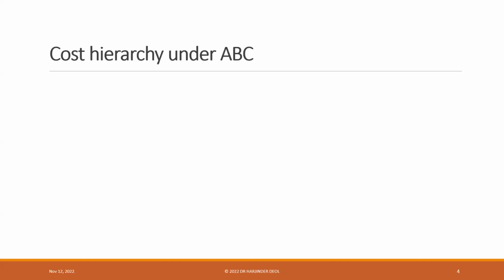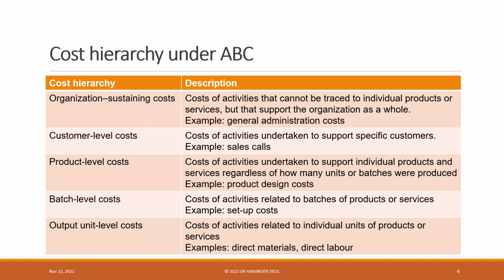Taking a look at the cost hierarchy, we have right at the top, organization sustaining costs. These costs cannot be traced to individual products or services, but they support the organization as a whole. For example, general administration costs would fall under this category. At a lower level, we have customer level costs. These are costs of activities that are undertaken to support specific customers. For example, the costs for sales calls would be categorized here.